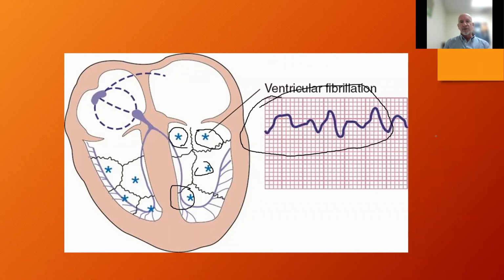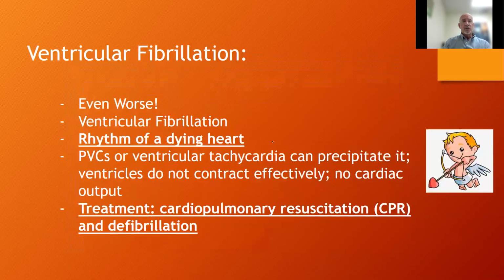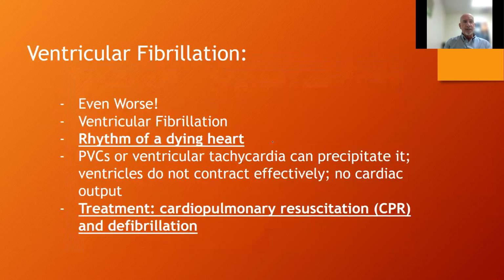And that's why I was saying for ACLS, if it's too slow, speed it up, too fast, slow it down. If it's ugly, shock it. And this is ugly right here. This is the definition of ugly. So going back, the rhythm of a dying heart is classically caused by myocardial infarction, when your blood vessels got plugged in your heart and your heart is not getting the oxygen it needs.